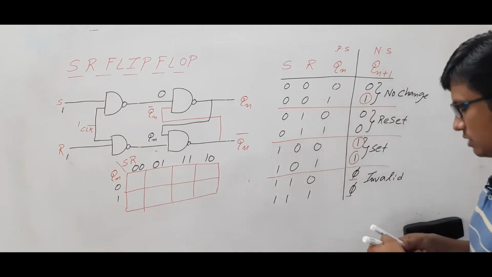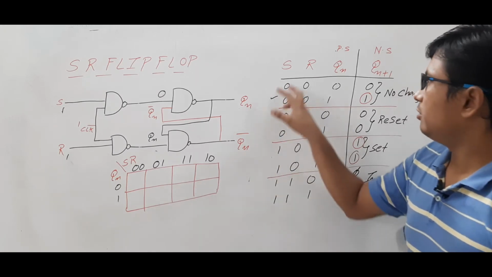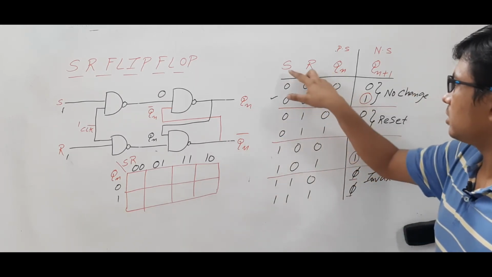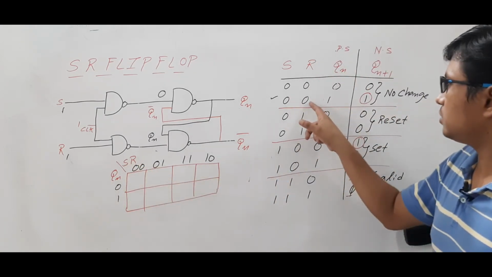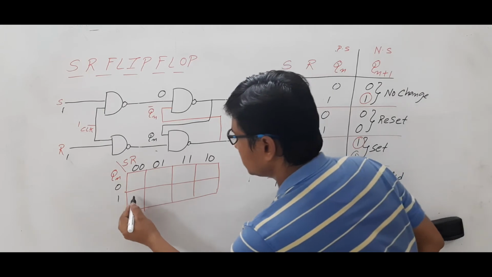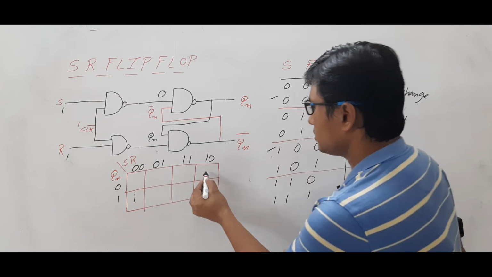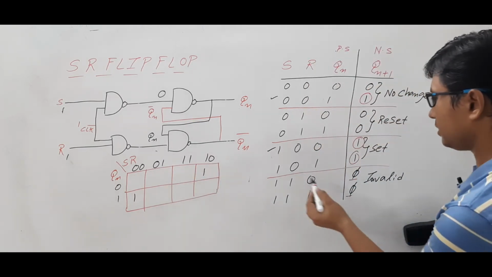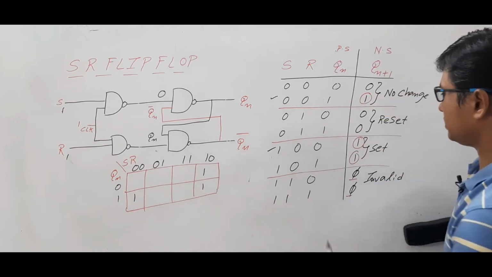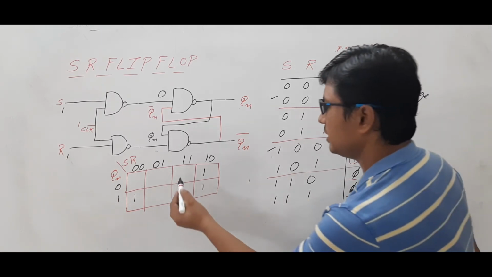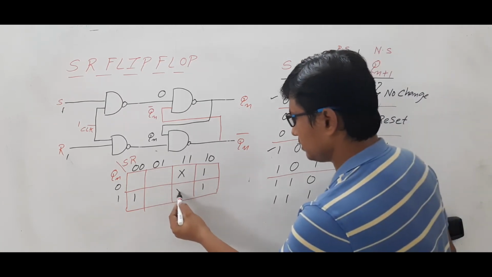When the output is 1, this one, it is 0 0 1. First remember one thing. What is the sequence? SRQn. So SRQn should be there, which is 0 0 1. 0 0 1 means here. Then it is 1 0 0, then 1 0 1, then 1 1 0 is the don't care. Similarly 1 1 1 is the don't care.